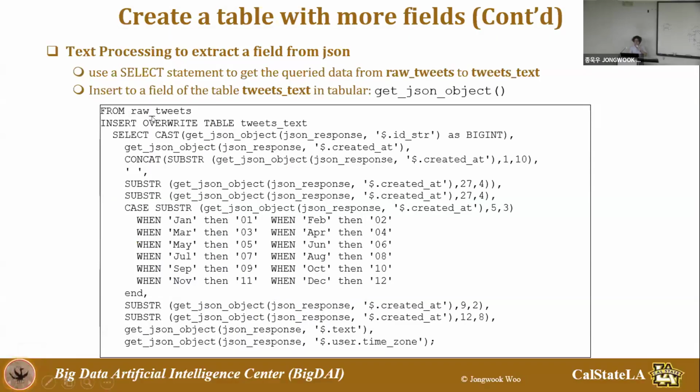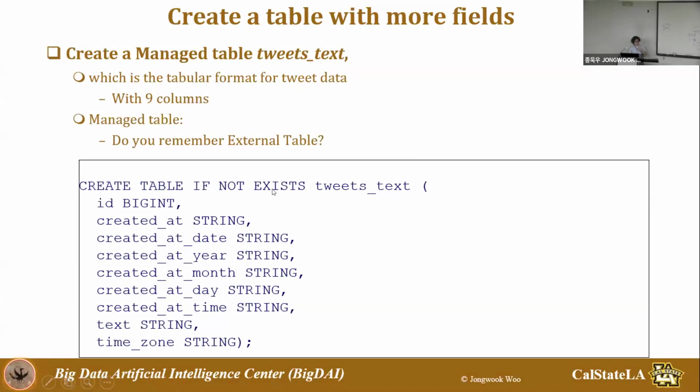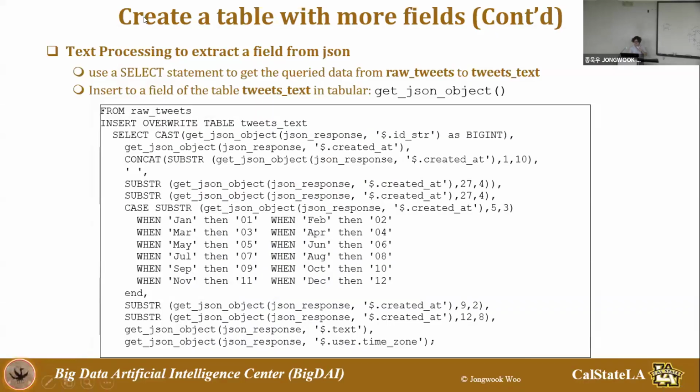So you have a Twitch text table. I mean, you need to insert the data into Twitch text. That is the second table. To the second table, you need to insert the data from the raw Twitch table.